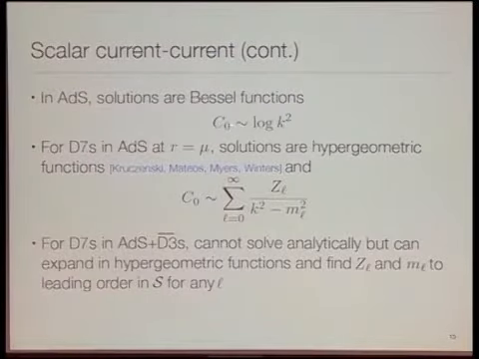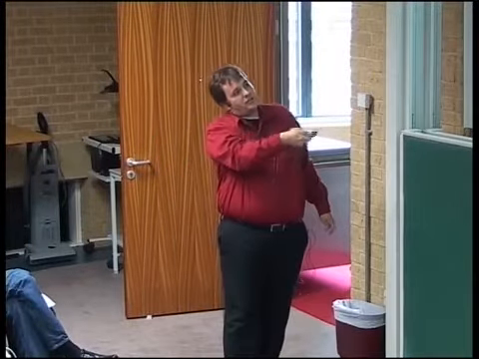So in AdS, the result is well known. The solutions for sigma are Bessel functions. For dS, the solutions are hypergeometric functions, and the scalar coordinates I can write in terms of digamma functions, which I can expand. Something looks like this plus some finite terms. For D7s in AdS plus anti-D3 branes, I can't solve this exactly, but I can expand in terms of hypergeometric functions, these guys. I can find Z_n^L and M^L to leading order in S for any L that I want. Actually, it turns out to be just rational numbers.